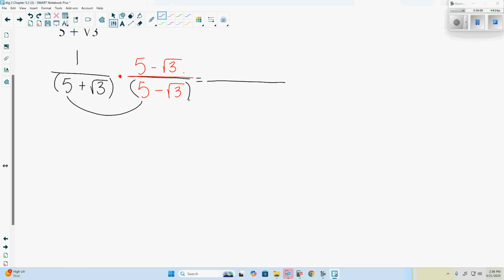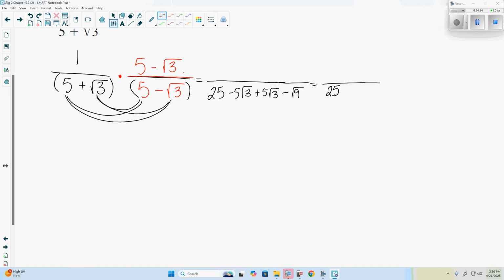Well, 5 times 5 is 25. 5 times negative square root of 3 is negative 5 square root of 3. Square root of 3 times 5 is going to be positive 5 square root of 3. And square root of 3 times negative square root of 3 would be negative square root of 9. So far we've multiplied our 5 plus the square root of 3 by 5 minus the square root of 3.